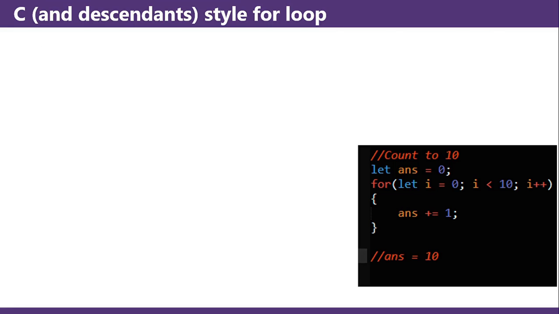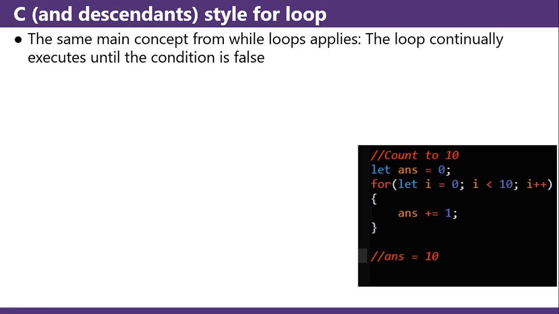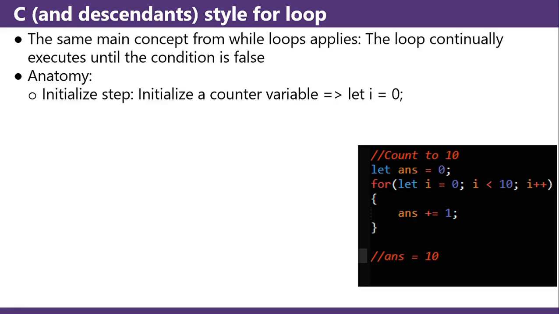C and descendant style for loop. The same main concept from while loops applies. The loop continually executes until the condition is false. Anatomy, initialize step. Initialize a counter variable, like let i equal 0. Condition, in this example, i less than 10.